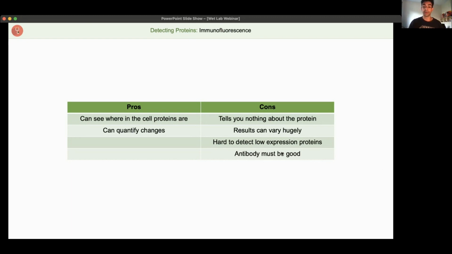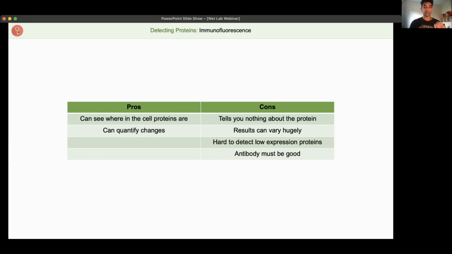And your antibody must be good. You don't know if it's actually binding to your protein of interest. So again, you need to verify it beforehand using Western blot. So you can see Western blot's a whole theme here. But it does have its pros. You can see where the cell proteins are, and you can sometimes quantify changes.